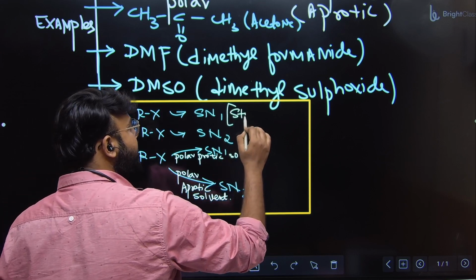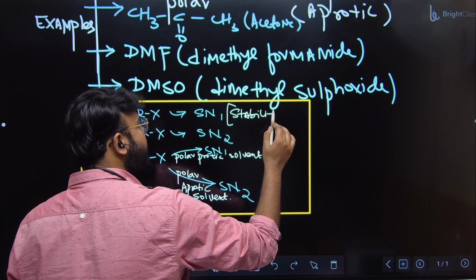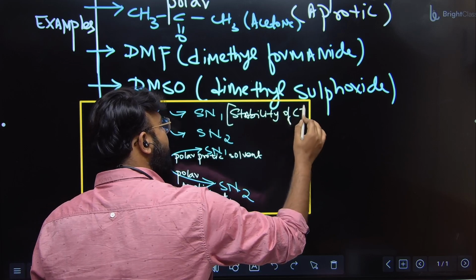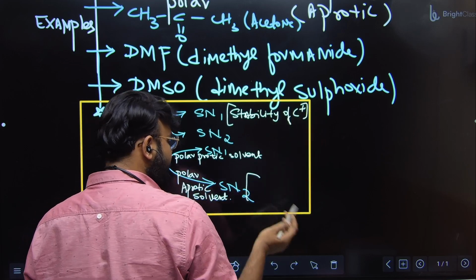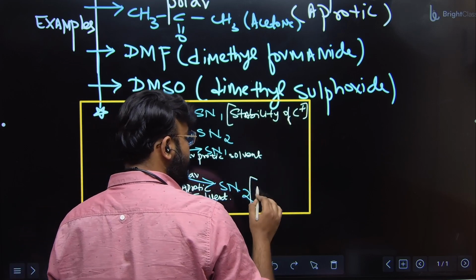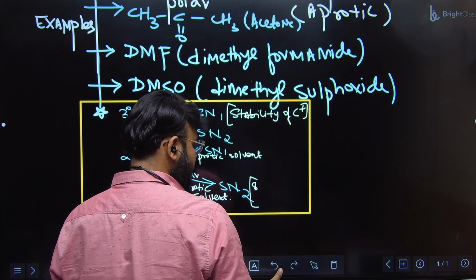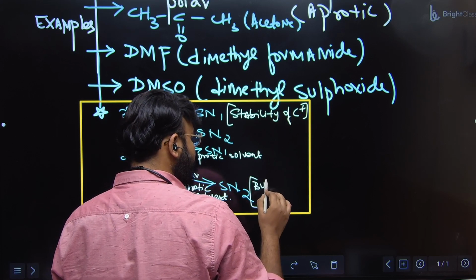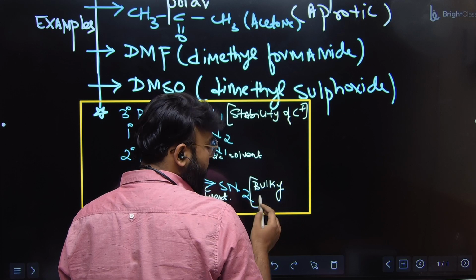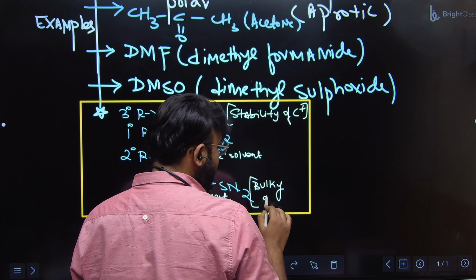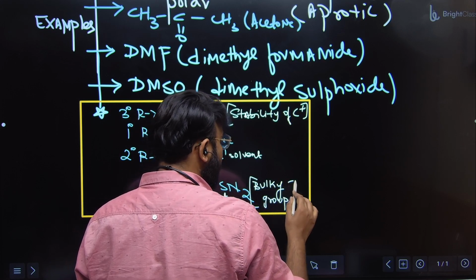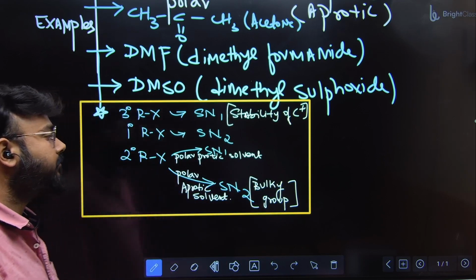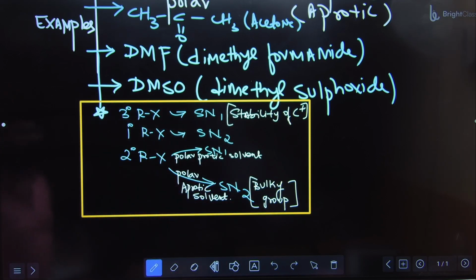So, the reason primarily is stability of carbocation. Here the primary reason is steric hindrance, or you can say bulky group. Bulky. Okay, sure, you clear now? Okay.